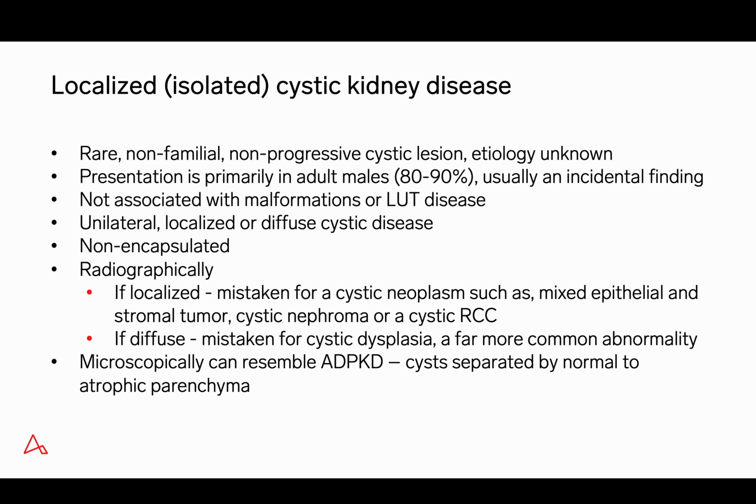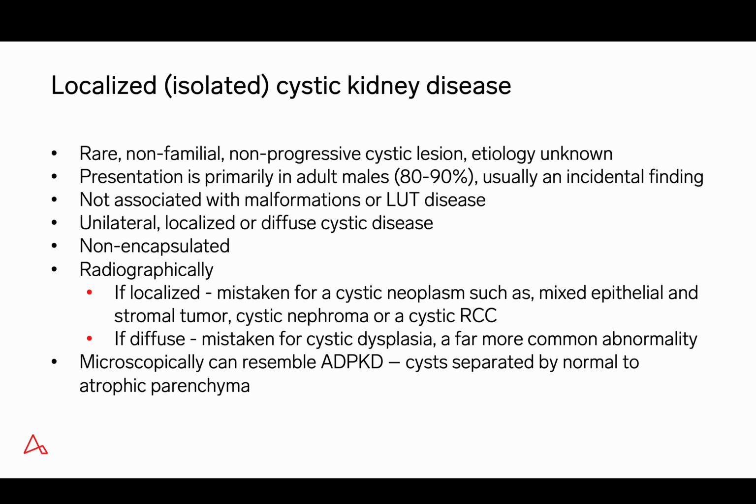As the name indicates, localized, it is not associated with extrarenal malformations or any evidence of lower urinary tract disease. It's mostly unilateral, and it may be localized or diffuse, and when localized, it's non-encapsulated. Radiographically, if the lesion is localized, it's often mistaken for a cystic neoplasm, such as mixed epithelial and stromal tumor, cystic nephroma, or a cystic renal cell carcinoma. If diffuse, it's often mistaken for multicystic dysplasia, because that lesion is a far more common finding.